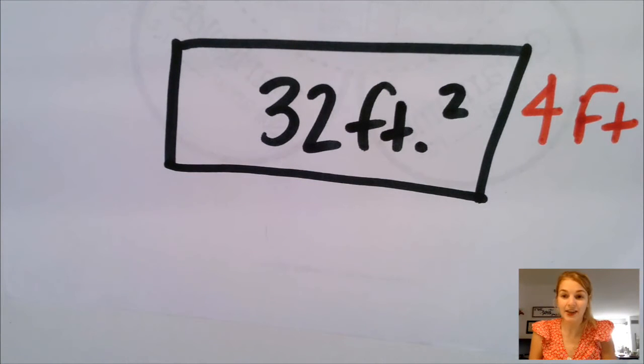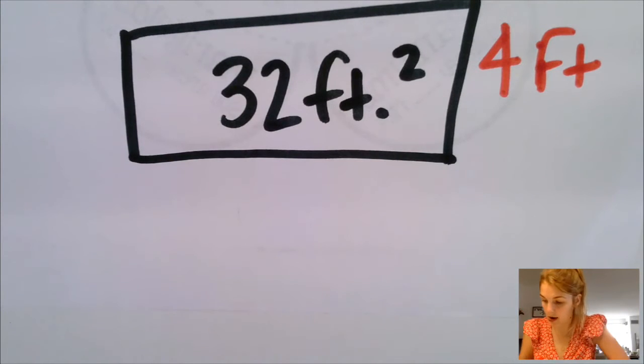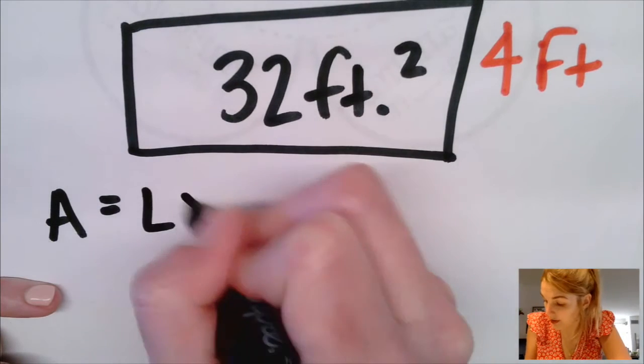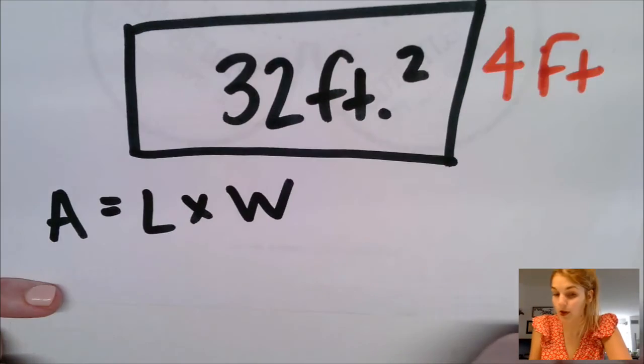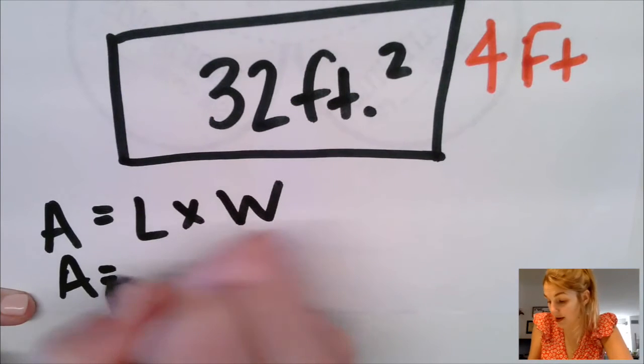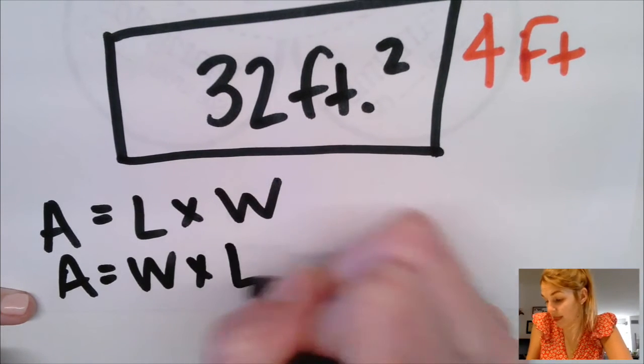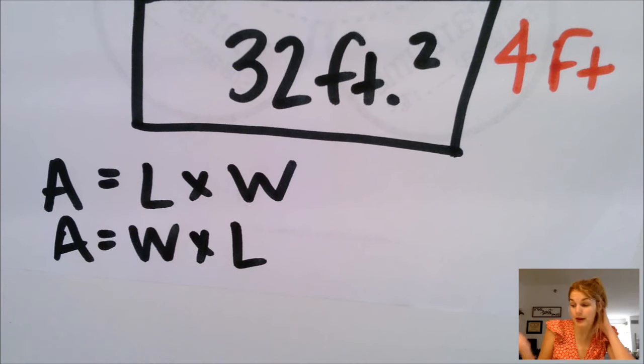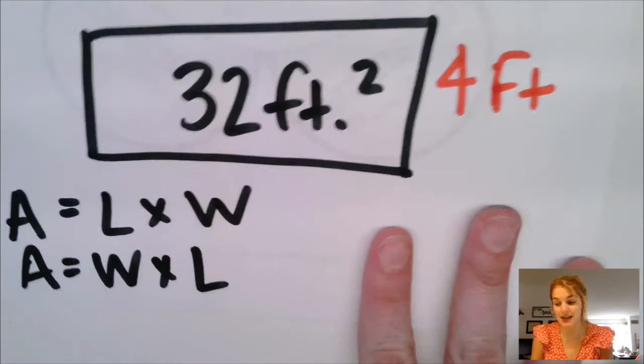Okay, so we set that up the same way. Area equals length times width, or area equals width times length. It's the exact same thing. It's just switched around. Remember, that's the commutative property. It doesn't matter how it looks, because it doesn't matter if you have 8 times 4 or 4 times 8, it's always going to be the same answer.